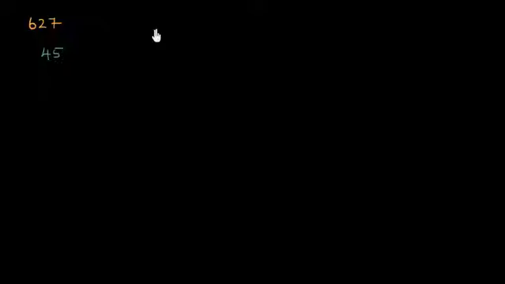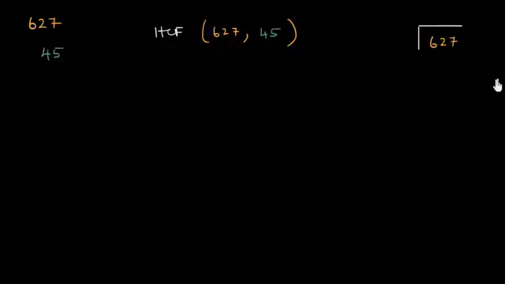I'm going to do it. So I want the HCF of these two numbers, 627 and 45. Now I don't think one is divisible by the other. It may be, but because these numbers are big, I'm not going to sweat it. I'm just going to do it and see. 627 divided by 45. If I get a remainder 0, I'll go home very happily. I don't think that's going to happen though.